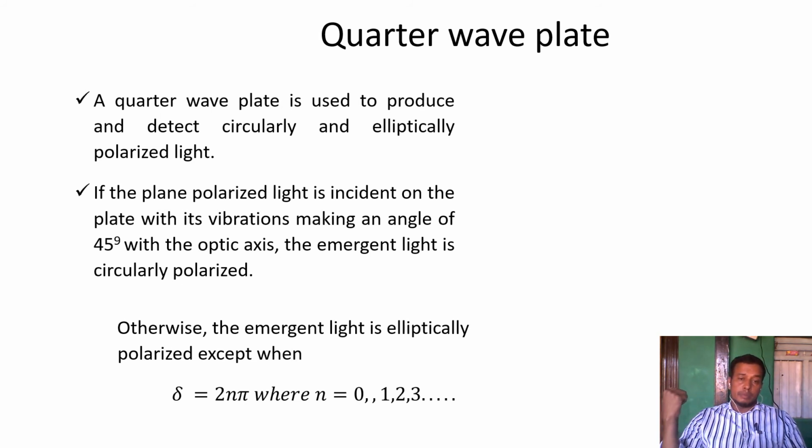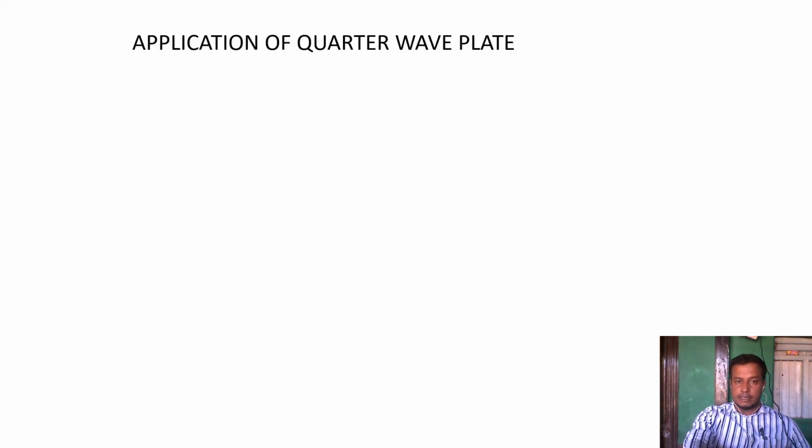But how can it produce elliptical light? When the phase angle delta is equal to 2n pi, that is 0, 2 pi, 4 pi, 6 pi, multiples of 360 degrees, the light is not elliptical. The emergent light is elliptical for all angles except these.